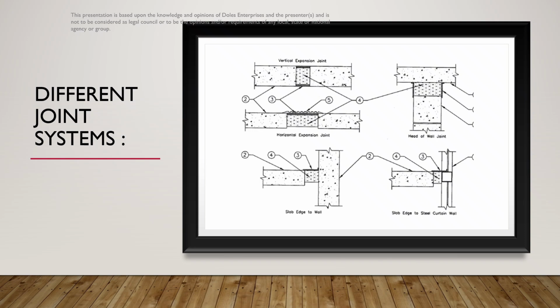In construction, numerous types of joint systems occur in rated assemblies. These can be expansion joints, either vertical or horizontal. They can be slab edge to wall type joint assemblies, head of wall joint assemblies, and slab edge curtain wall type assemblies.